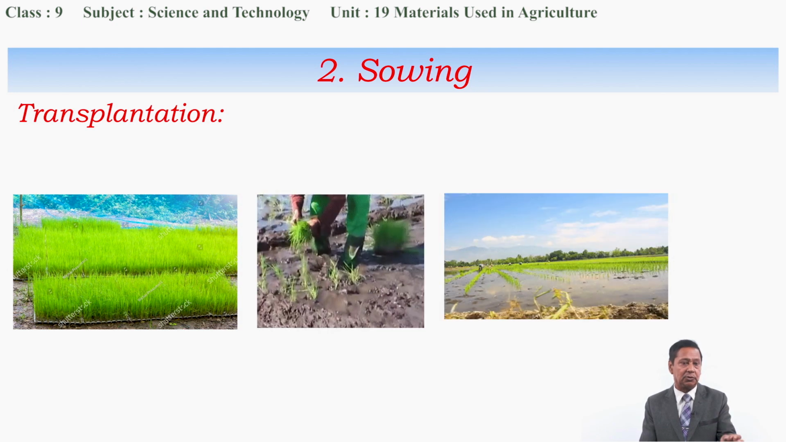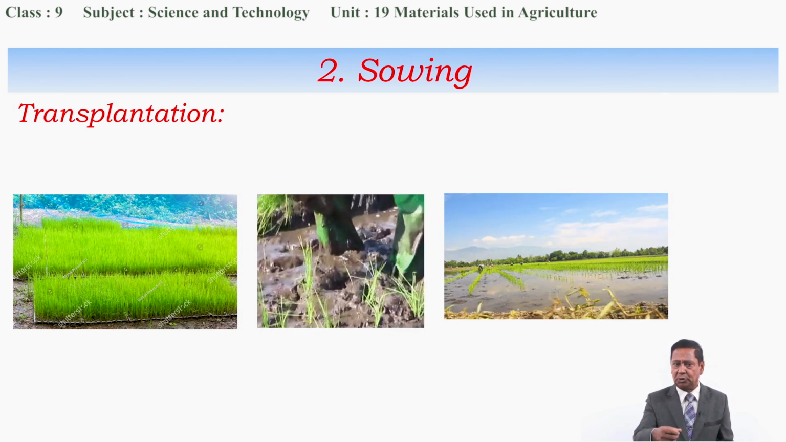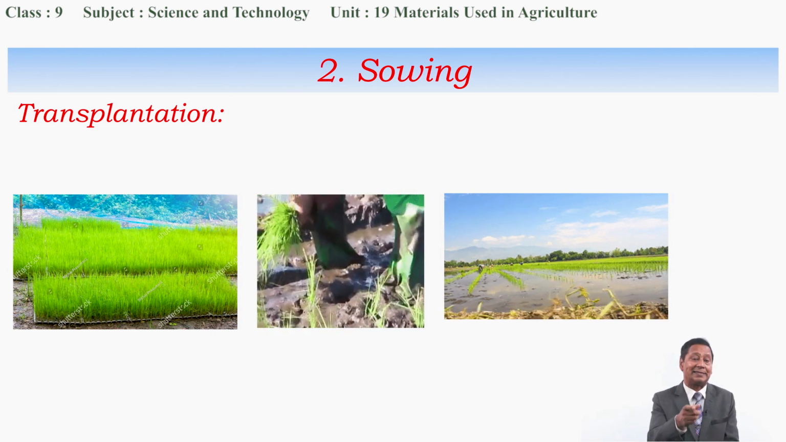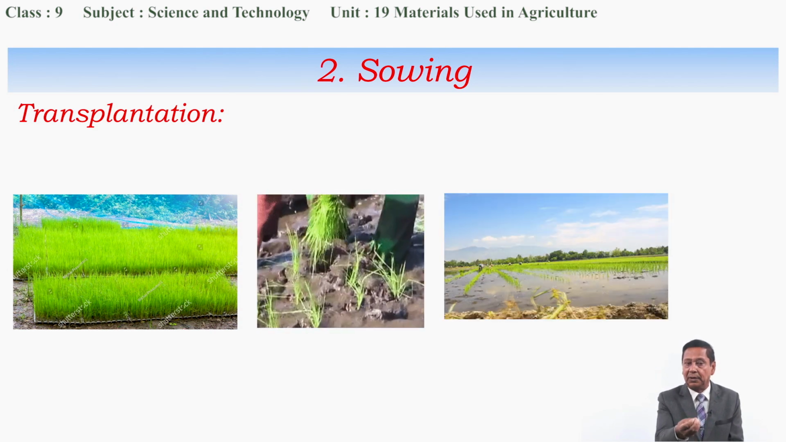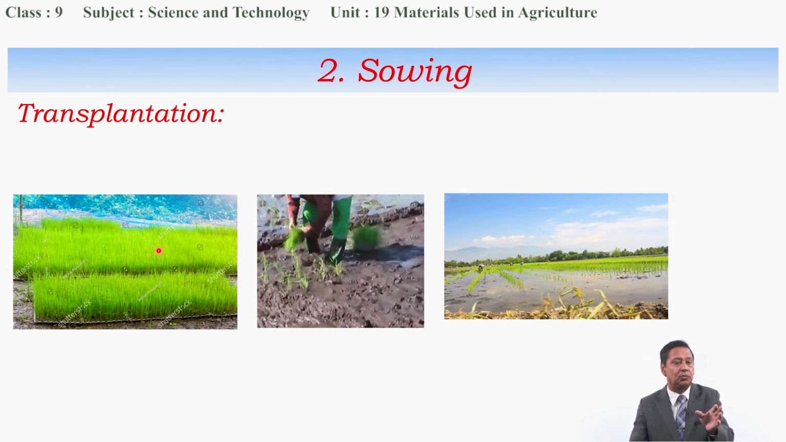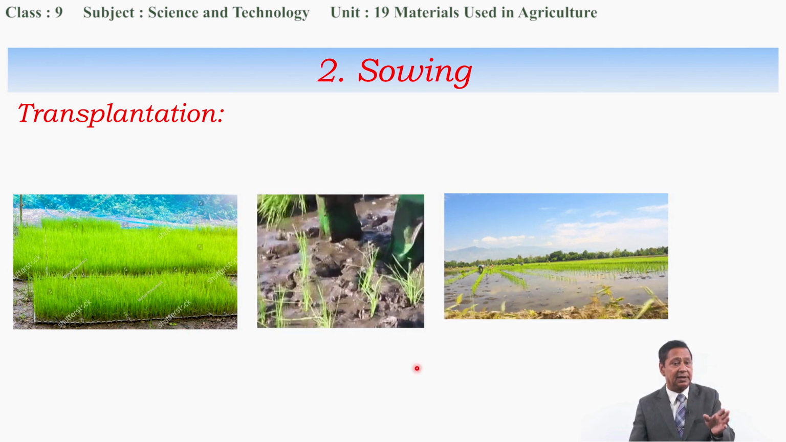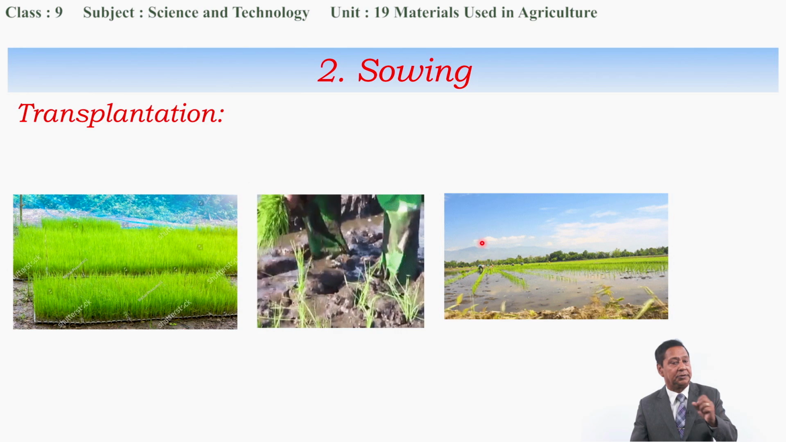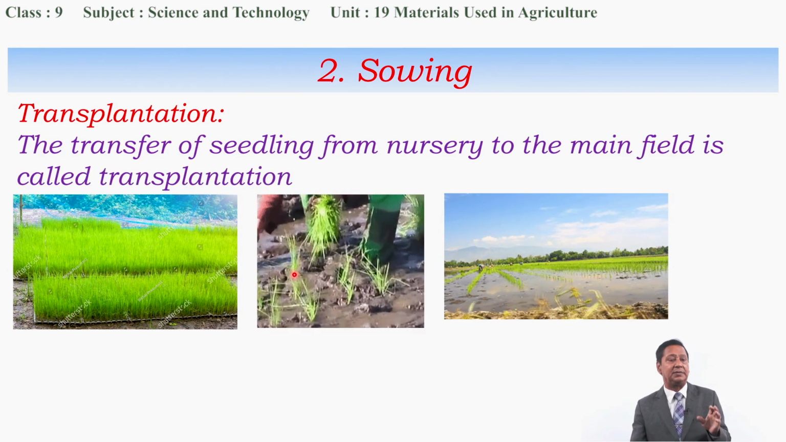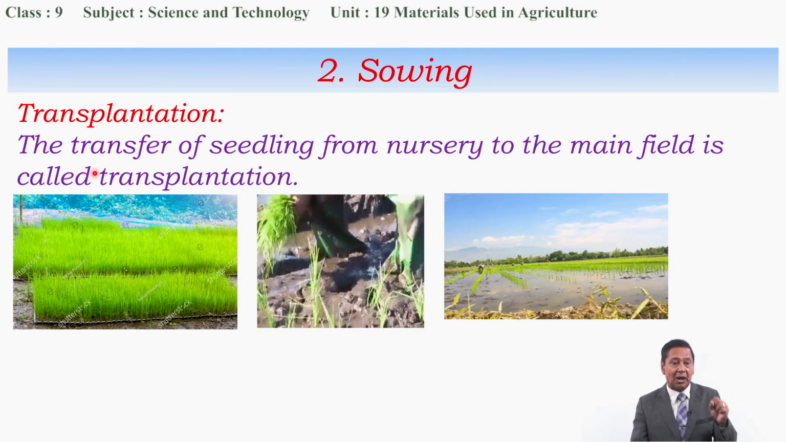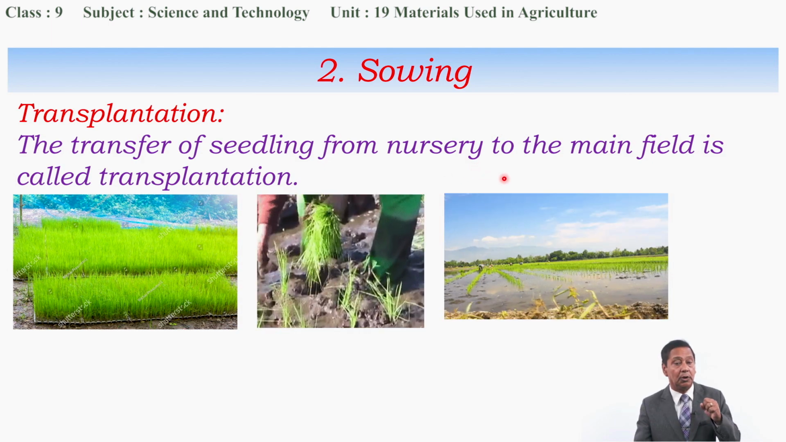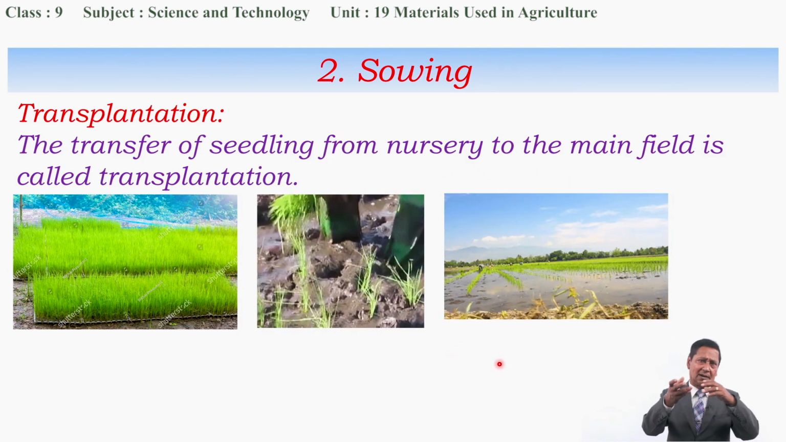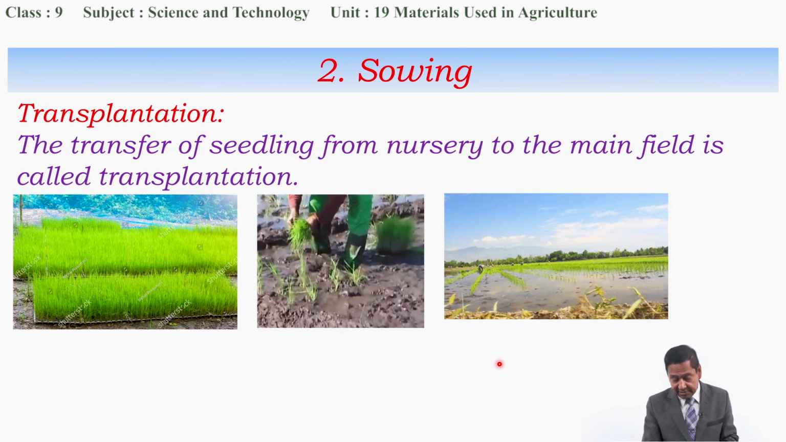Rice, tomato and chili. We are not spreading seed in the field directly; we will transplant by developing a nursery. The healthy plant which we get from this nursery, when transferred to the main field, that is called transplantation. That's why transplantation can be defined this way: the transfer of seedlings from nursery to the main field is called transplantation. We are continuously talking about the agricultural practices.